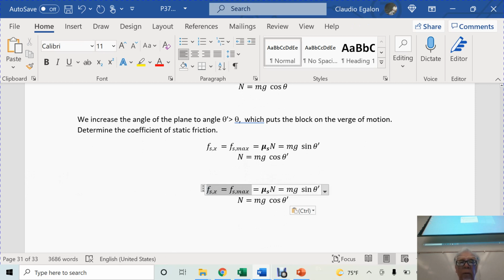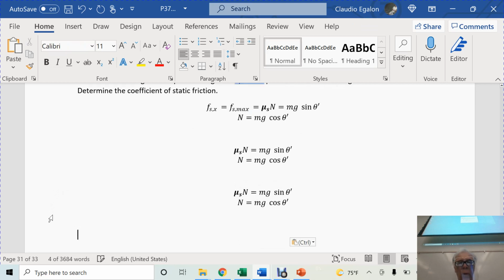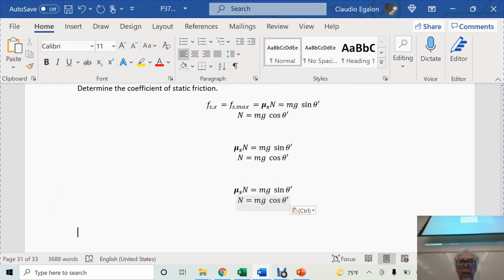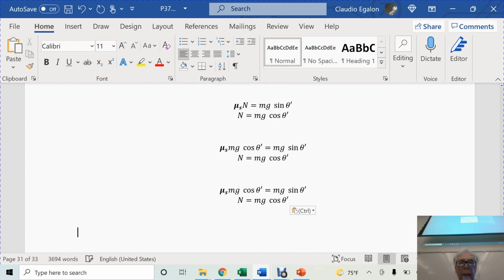I'm going to erase this guy here. I don't need it anymore. Simplify my equation. Substitute mg cosine of theta above. Sometimes you need the second equation, right? Before, in the previous problem, you didn't need the second equation because you're calculating only the force of static friction. And we can finally determine the coefficient of static friction.